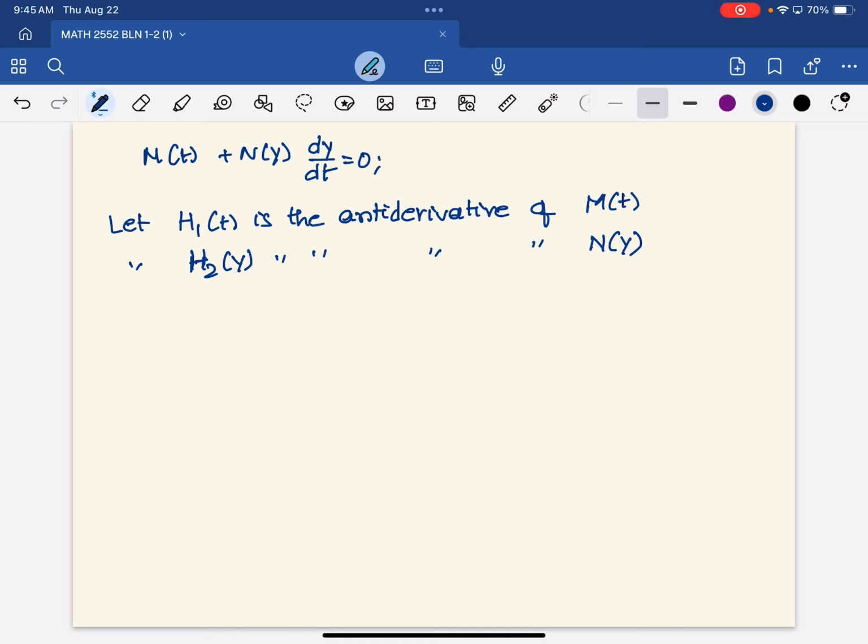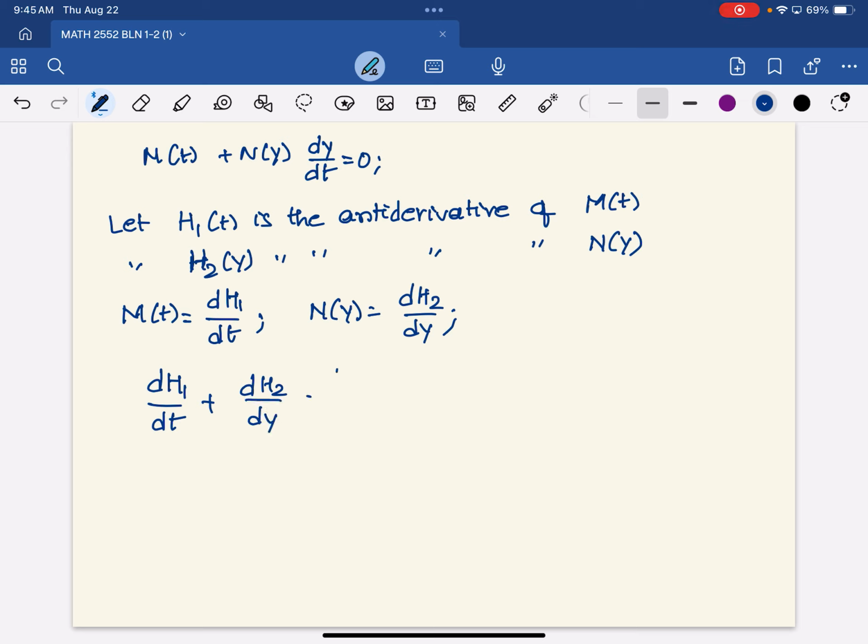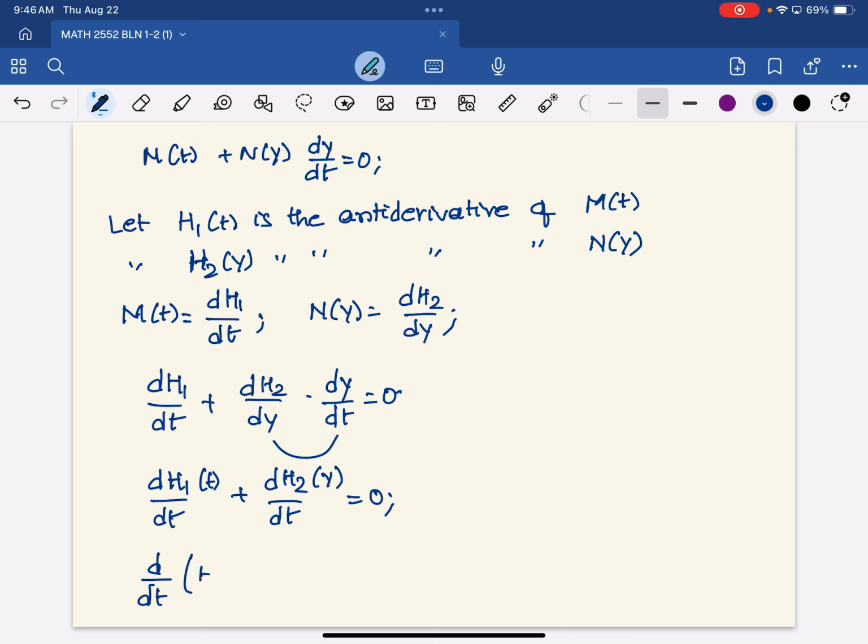If they are the antiderivatives, then M(t) is nothing but dh1/dt, and N(y) is going to be dh2/dy. So you can rewrite this differential equation as dh1/dt plus dh2/dy times dy/dt equals 0. Now you can combine these two terms using the chain rule: h2 depends on y, which depends on t. So you can write this as dh1/dt plus dh2/dt, where h2 is a pure function of y, equals 0. Now we are differentiating both terms with respect to t, so you can use the sum rule and say the derivative of the sum is equal to 0, okay?